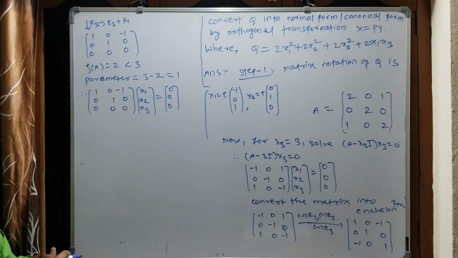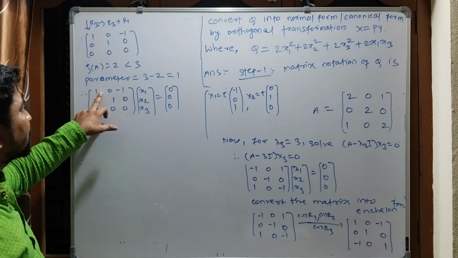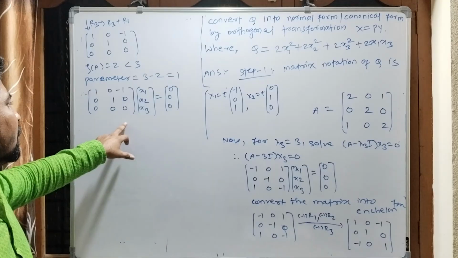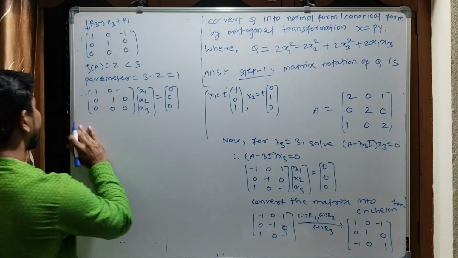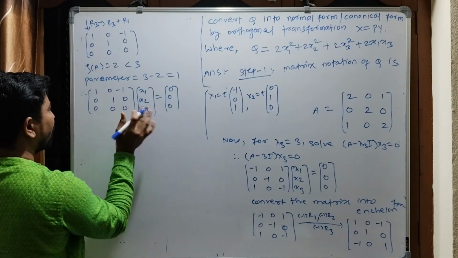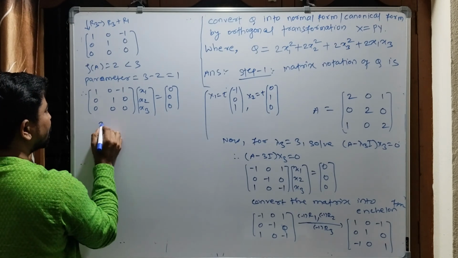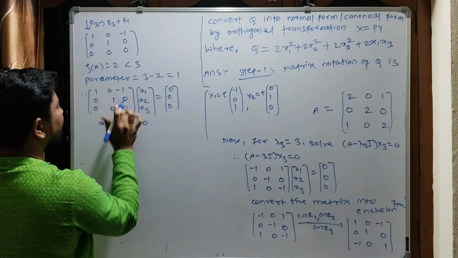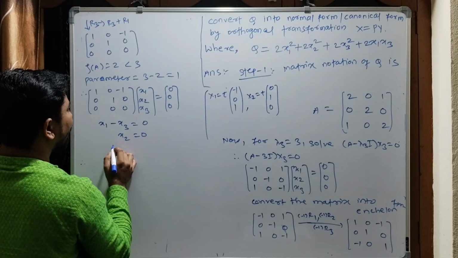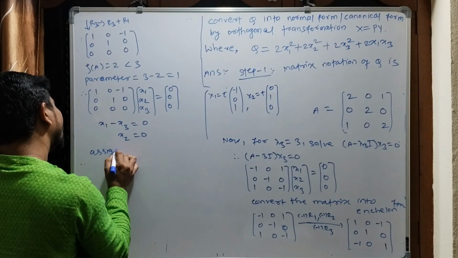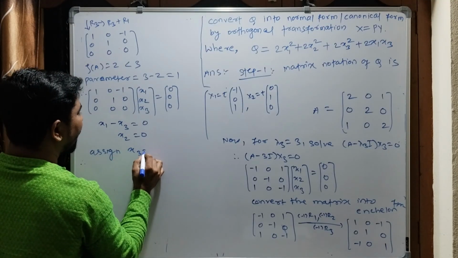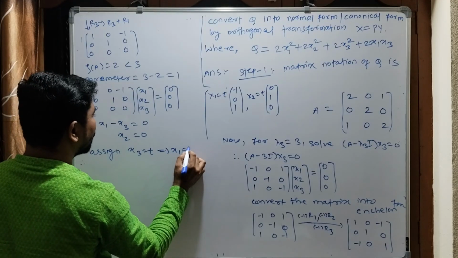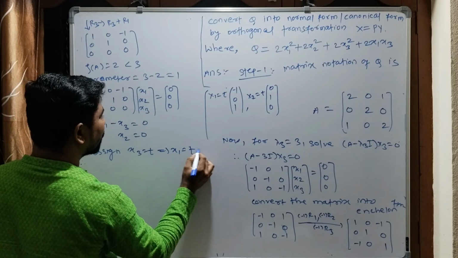Now observe one thing. Corresponding to x1 I have a pivot in my first column, corresponding to x2 I have a pivot in my second column, but for x3 I don't have a pivot in my third column. So I am assigning x3 as t. So I will write by back substitution: x1 minus x3 equal to 0. From here I got x2 equal to 0, and assign x3 as t. Just put the x3 value here. This implies that x1 equal to x3, that is equal to t.